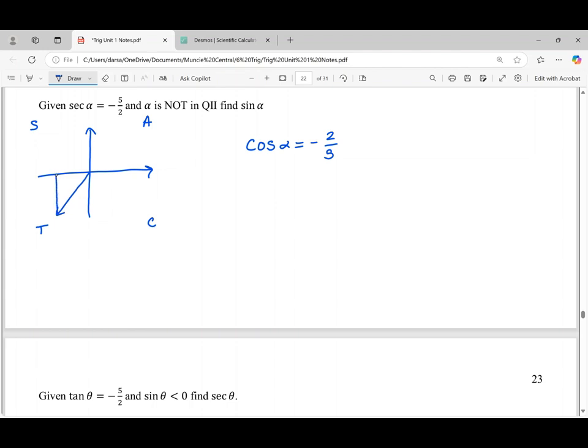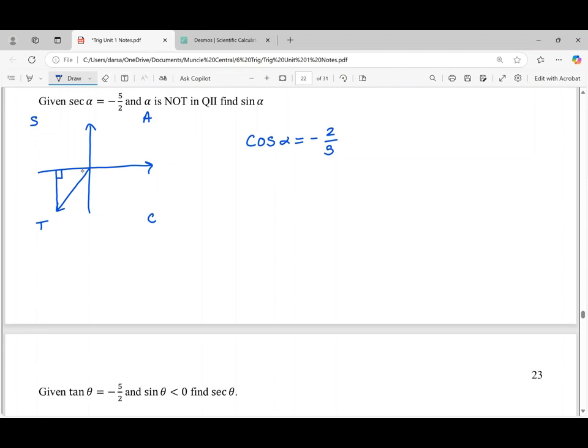Now, we're going to draw a reference triangle by connecting the terminal side straight to the x-axis, and our reference angle is going to be right here next to the origin. What do I know about cosine? SOHCAHTOA. CAH, the adjacent over the hypotenuse is 2/5. So the adjacent side is going to be a 2. The hypotenuse is going to be a 5.